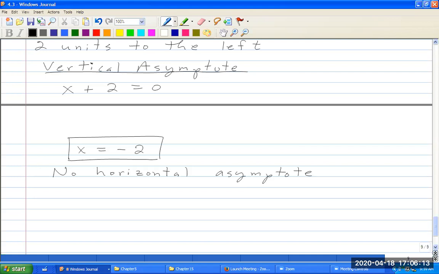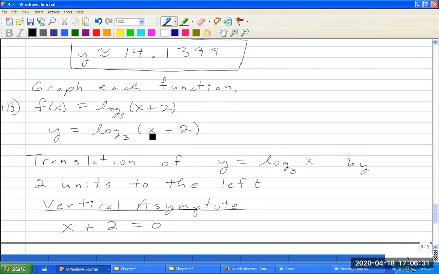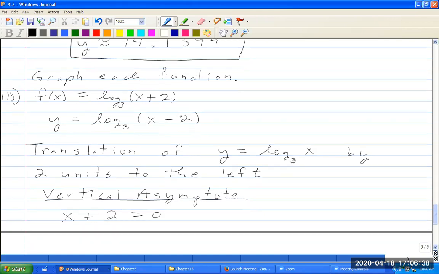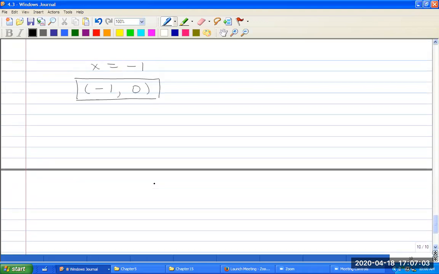Let's find the x-intercept. To find the x-intercept for a logarithmic function, you just set whatever is inside the logarithm to 1. So in this case, x is equal to -1. So my x-intercept is at (-1, 0). Okay, so now let's sketch the graph of this.